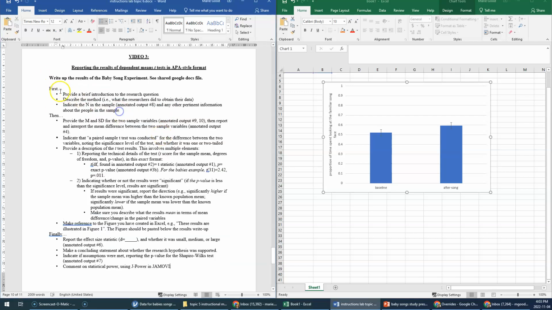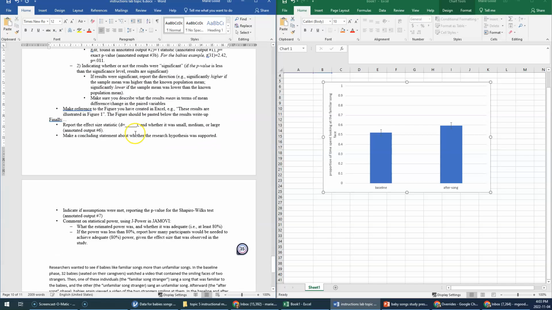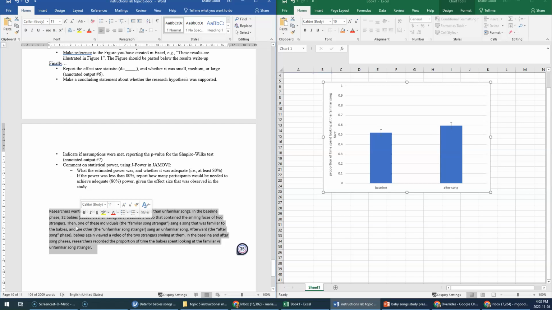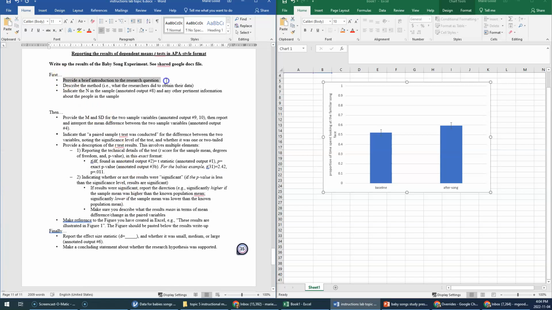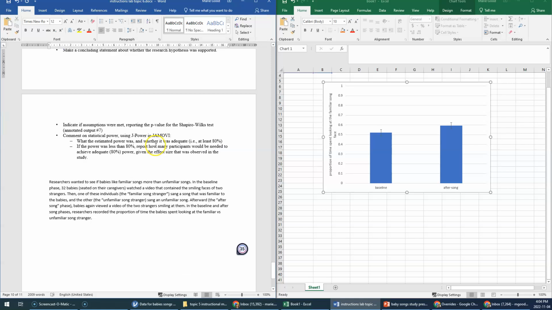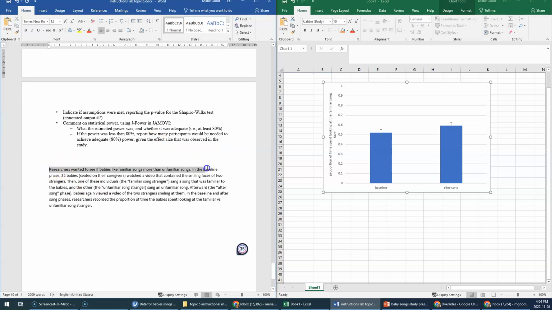Similar to previous tests, we start by setting up a brief introduction to the research question, describing the method. Usually as a part of this, you indicate the N in the sample. So let's do the baby songs example. I actually wrote up this part here. And so when we're talking about an introduction to the research question, the method, and the N, any other pertinent information about the sample, for this study, it would look like what I have written here.